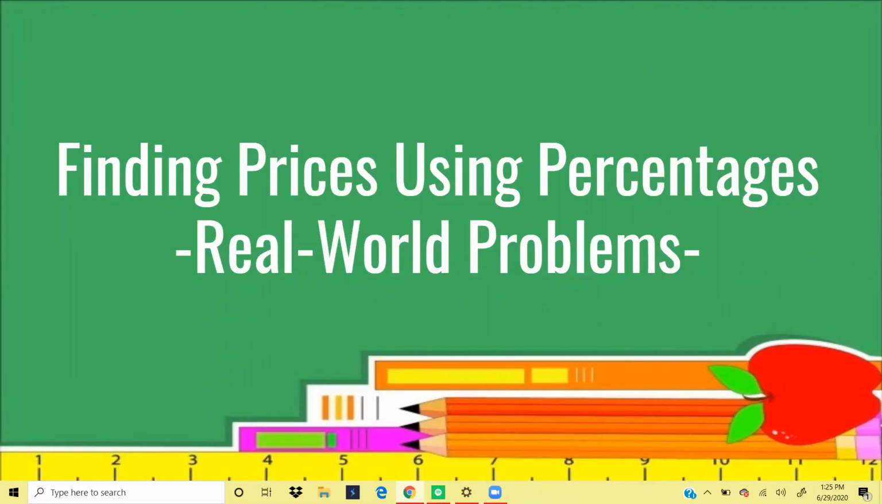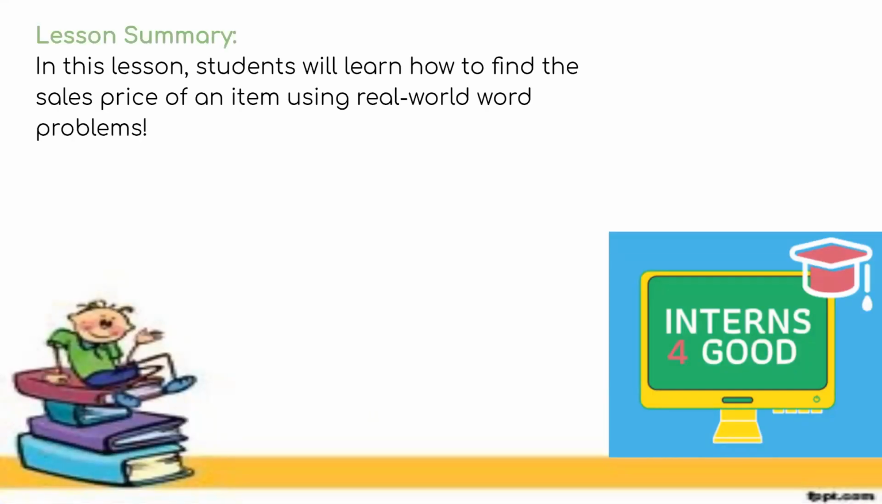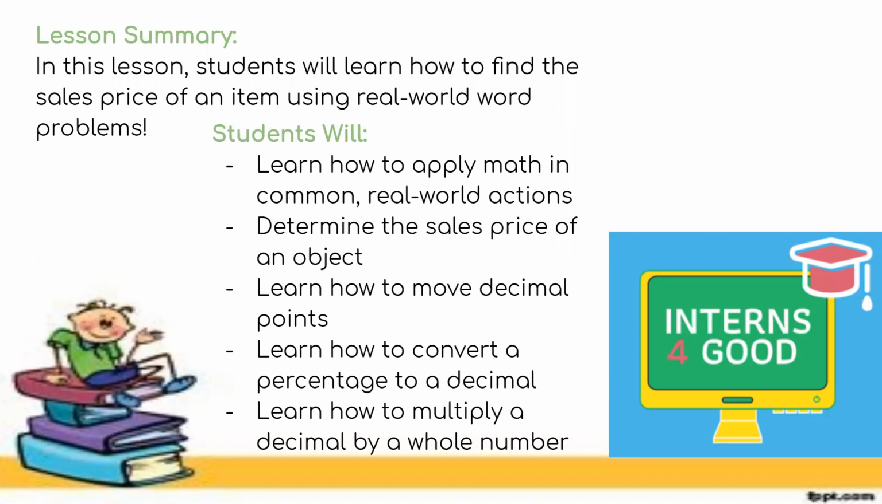The lesson planned is finding prices using percentages, and these will be given through real world problems. So, in this lesson, students are going to learn how to find the sales price of an item using real world problems. There are a couple of different things that students will learn today. Learn how to apply math and common actions, determining the sales price of an object, learning how to move decimal points, learning how to convert a percentage to a decimal, and learning how to multiply a decimal by a whole number. For this lesson, students must know how to subtract decimal points.